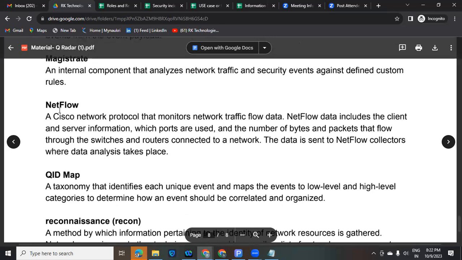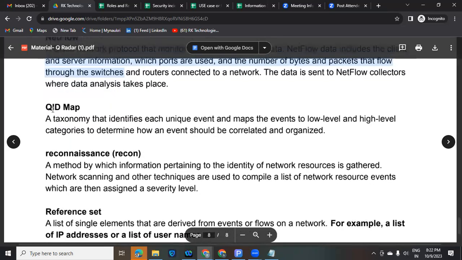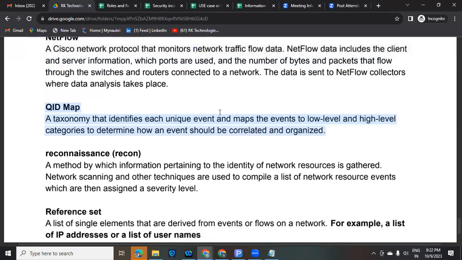And what is net flow data? And QID. What is QID? QRadar will provide, yeah, QRadar ID. QID means QRadar ID. These QRadar IDs we can define at the time of creating the correlation rule.